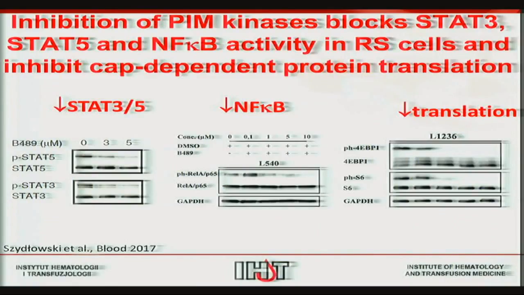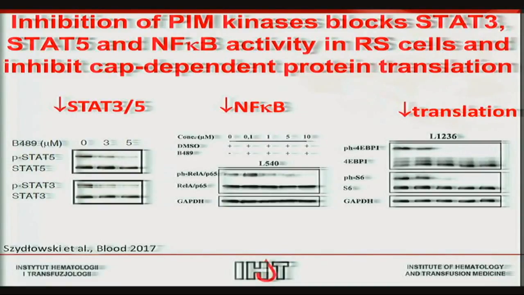So can we target PIMs and can we trigger the expected immunoregulatory results with inhibition of the kinases? First we evaluated the activity of the compound, and we noted that the pan-PIM inhibitor inhibits activation of STAT5, inhibits activation of STAT3, decreases phosphorylation of RelA p65, which is a subunit of NF-kappa B, and also decreases protein translation. So we have on-target activity, and we have decreased activity of the transcription factors that we know control expression of multiple immunoregulatory proteins.